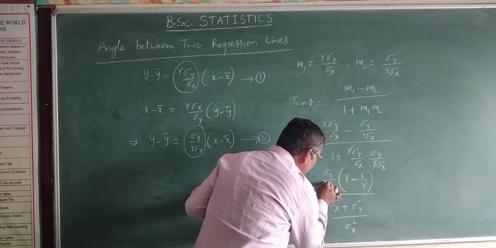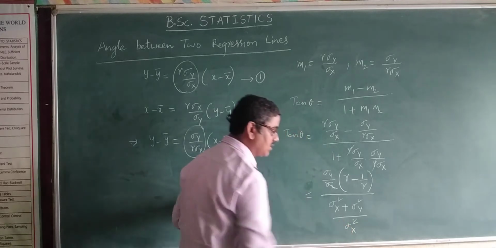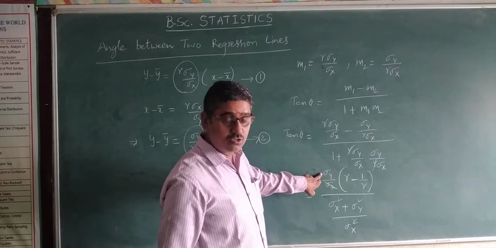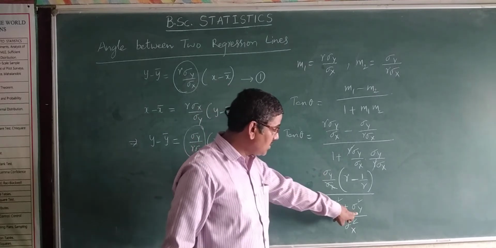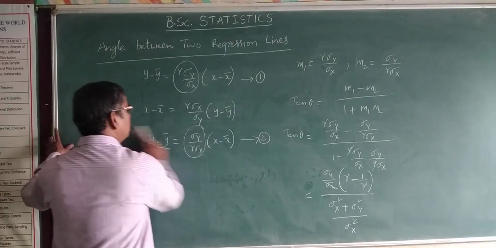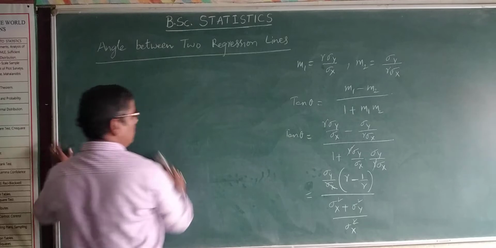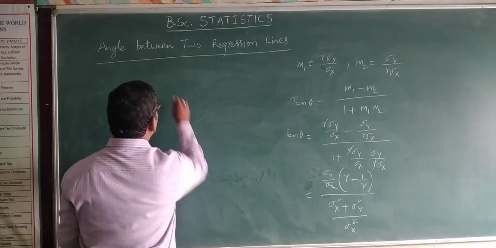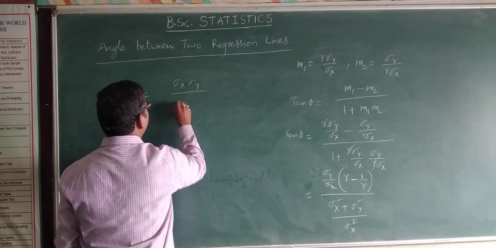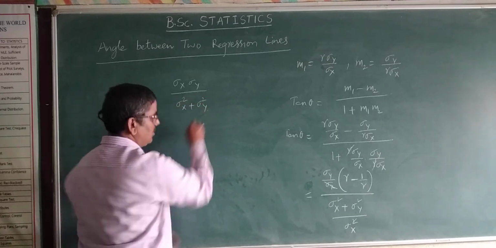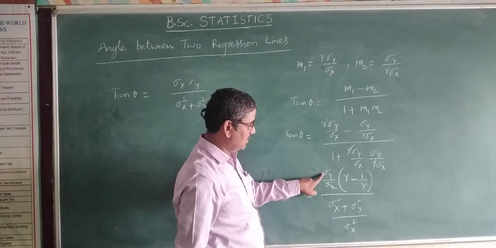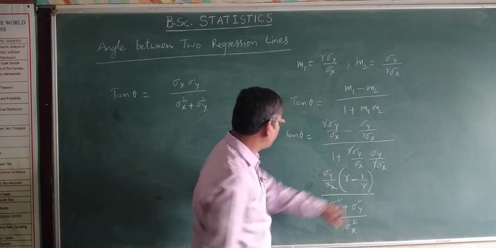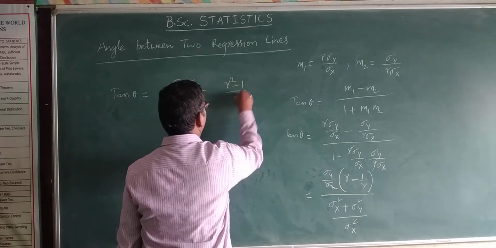Now we can cancel out: this is sigma x and this is sigma square x, so I am cancelling one sigma x. Taking sigma x in the numerator, we get sigma x into sigma y divided by sigma square x plus sigma square y. Therefore tan theta is equivalent to sigma x sigma y divided by sigma square x plus sigma square y, into, taking the LCM, r square minus 1 divided by r.